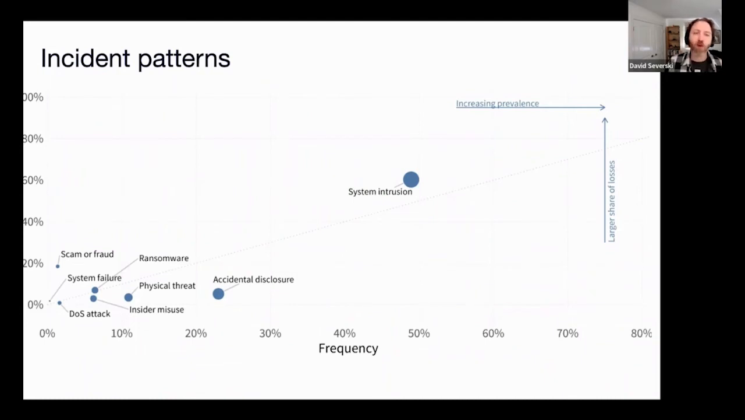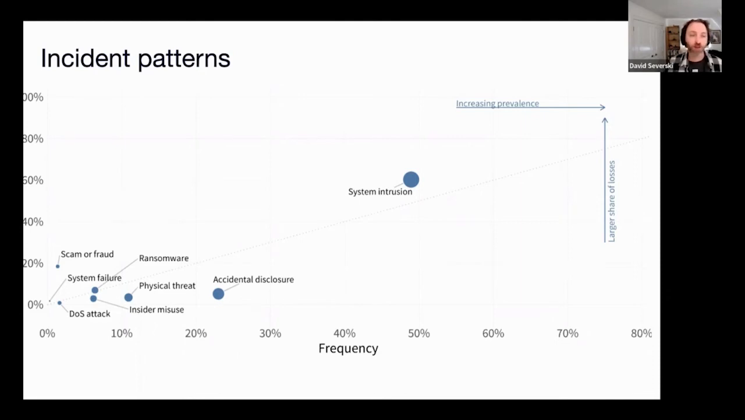That dotted line represents an even split between how often it occurs and how much it costs. So if something is typical or median, or occurs about as much as it tends to cost, it would be right on that line. If it's above that line, it has more financial impact given how often it occurs. And if it's below that line, it has less financial impact given how frequently it occurs. And we see some really interesting changes here.